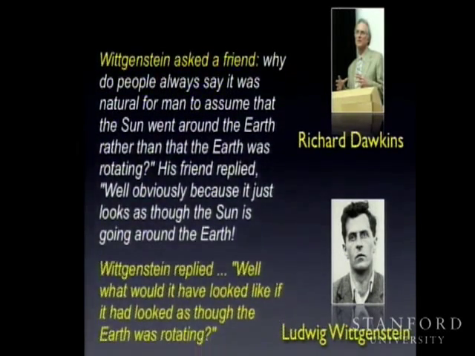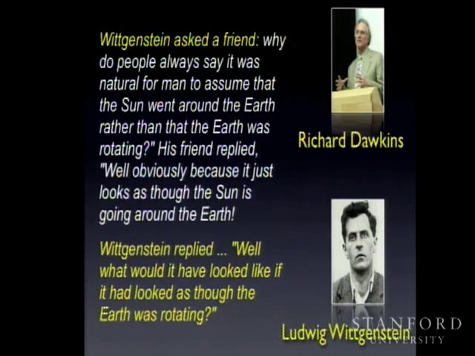Richard Dawkins gave a talk at the TED conference, and he quoted Wittgenstein. Wittgenstein was in a room with a friend, and they were talking about why people didn't appreciate that the Earth was round and so on. Why do people always say that it's natural for a man to assume that the sun went around the Earth rather than the Earth was rotating? And his friend replied, well, obviously, it's because it just looks as though the sun is going around the Earth. And his response was, well, what would it have looked like if it did look like the Earth was rotating?